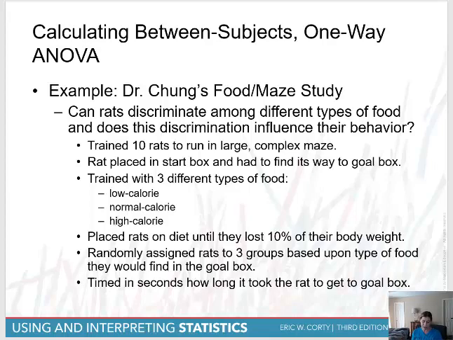So essentially, the animal is starting in one point in the maze, and they're timed to see how long it takes them to get to that goal box. So we would hypothesize what? That the more decadent the food is, the more rewarding that food is, the more you want it, the faster you're going to go get it, right? So over time, you're going to see that that rat is going right to that high-calorie food source.